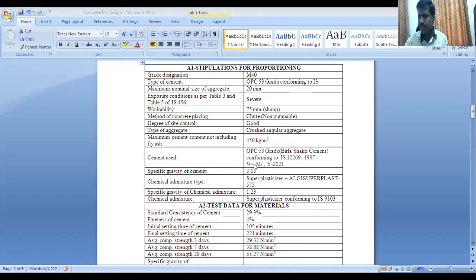We have 52 or 53 weeks in a year. So the 48th week means it is in the last phase of November, the last week of November. So always observe this WMY printed on the cement bag.